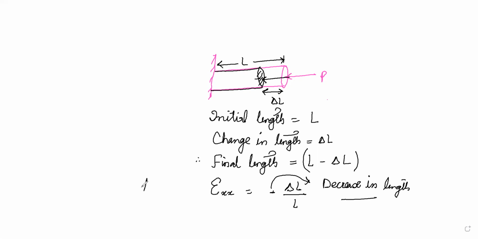So this is what we call strain. In fact, we should be fully aware that this is called the normal strain. Just as we had two types of stress, the normal stress and the shear stress, in the same way we have normal strain and the shear strain, which we'll be discussing later on. But important is the understanding that we are talking about the normal strain.